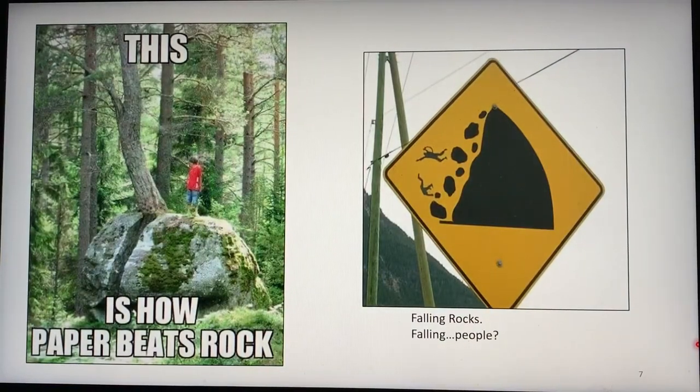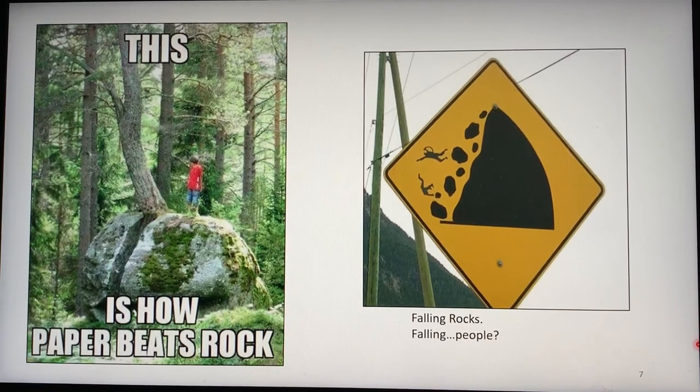So I've got a question for you about the picture on the left-hand side. This is how paper beats rock. So you're going to come back later and answer that question. And I just thought the one on the right-hand side was funny. That's an actual sign. I didn't take that picture, but I've seen falling rocks before, but this one actually shows falling people. So that's kind of weird.